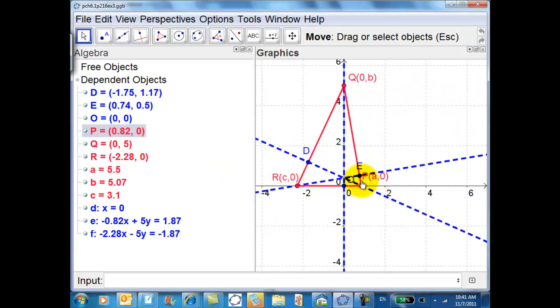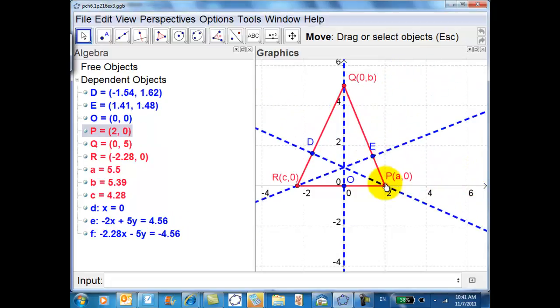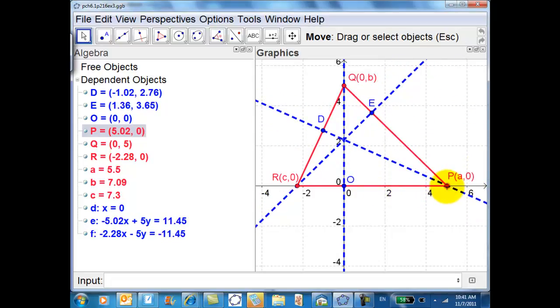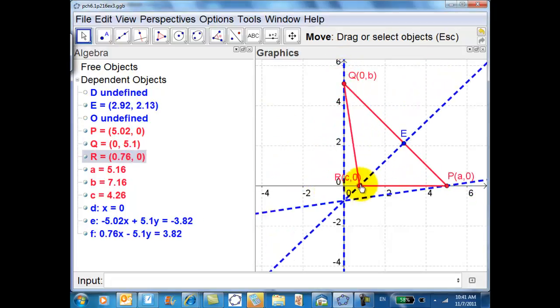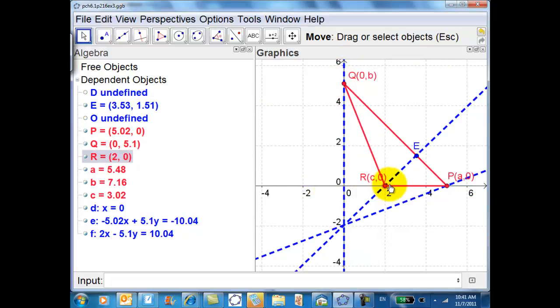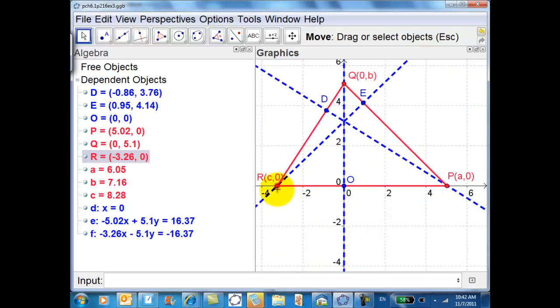Oh, nice. And notice how the altitudes keep meeting at the same spot. They're concurrent. We can move this over this way. Oh my gosh, that's crazy. Even though it's called the orthocenter, it can actually be outside the triangle. Which of those concurrency points have to be inside the triangle?